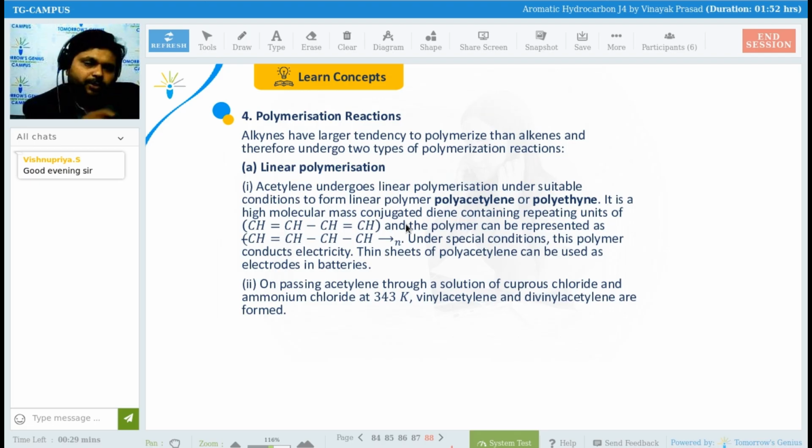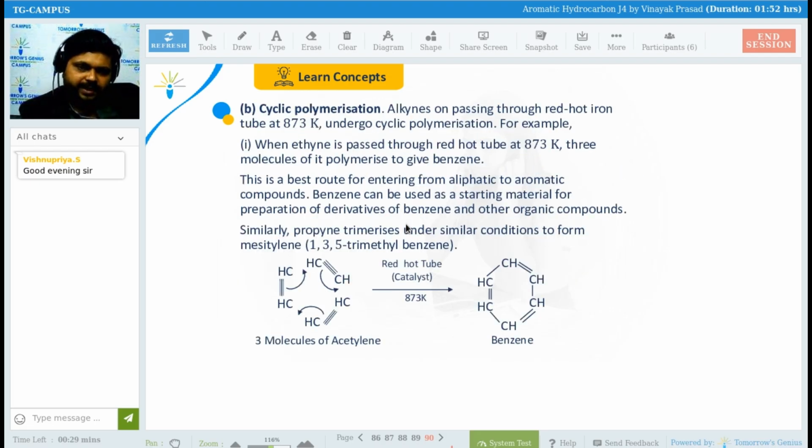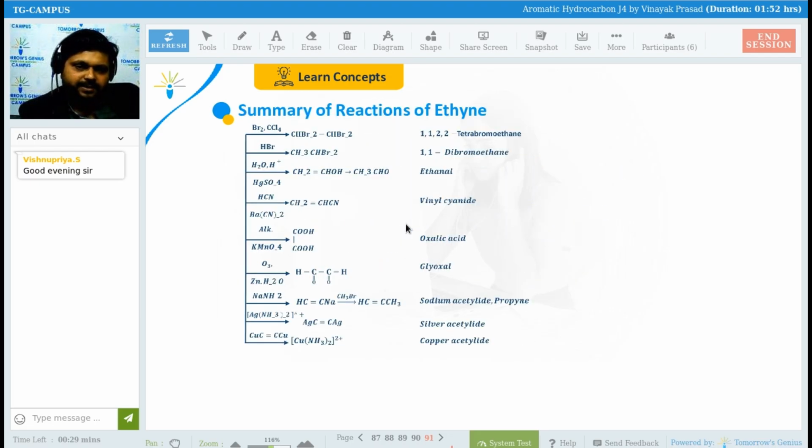So the polymerization reaction that we will be seeing in the next class, and the cyclic polymerization reaction that we will be seeing in the next class. This is a summary, guys. Whatever reactions we have seen in today's class have been given in a summary form. I hope this will be very important for you to learn, and I hope this will really help you to understand this part. Today's what we have seen.